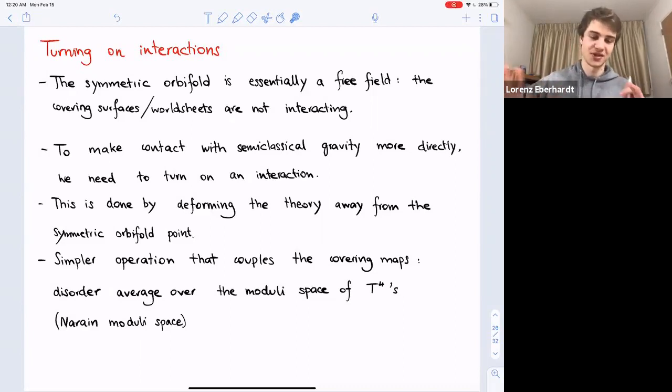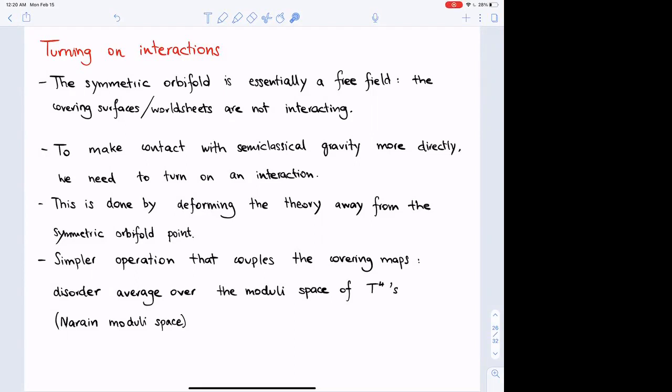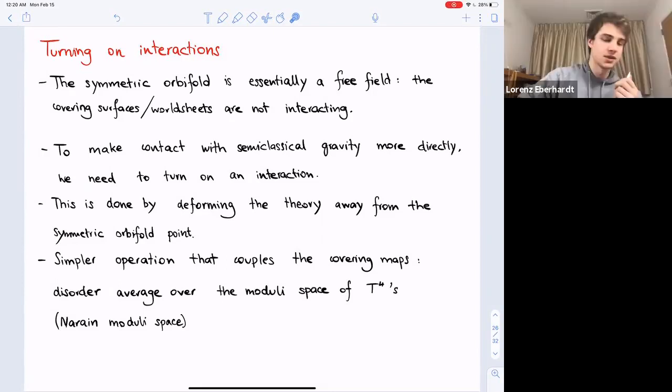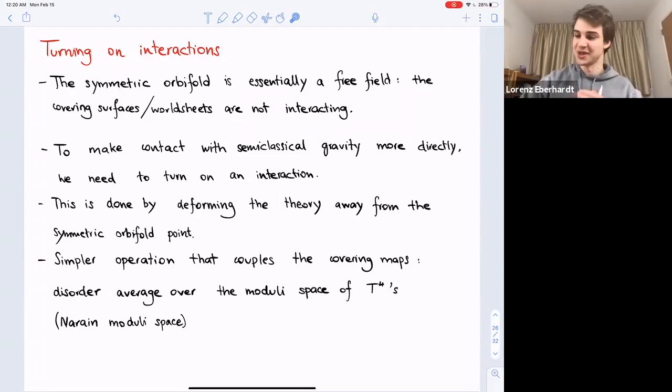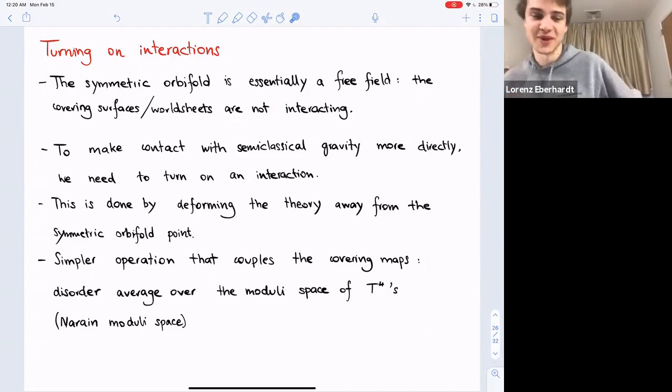So I agree, this is not turning on some interaction, strictly speaking. But so always staying at the symmetric orbifold. Say again. You're averaging over the moduli of the T4, always at the symmetric orbifold point. Yes, that's right. Thank you. I would love to do this deformation, but this is my toy model of how you should get more manifestly semiclassical gravity.